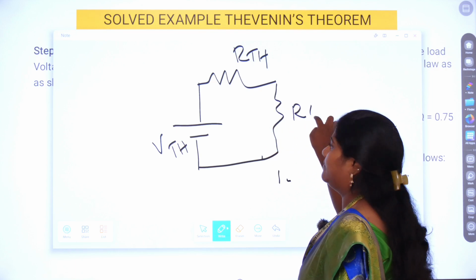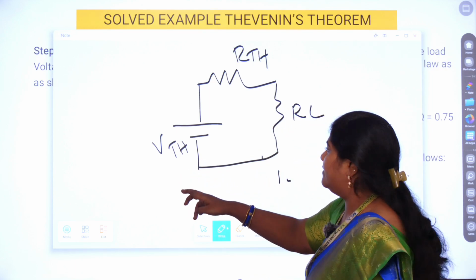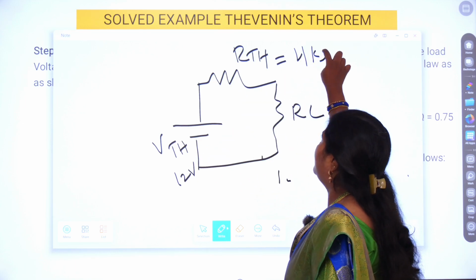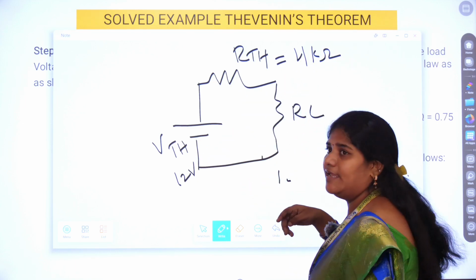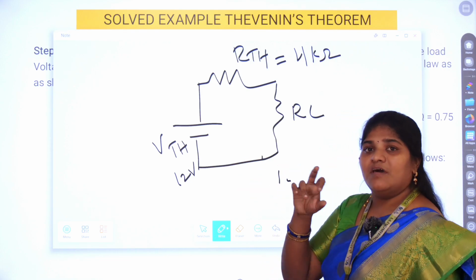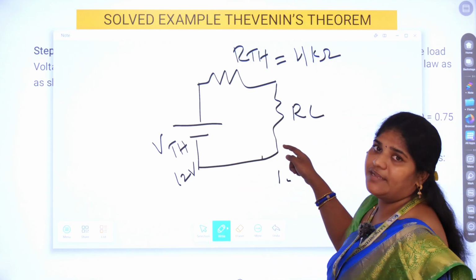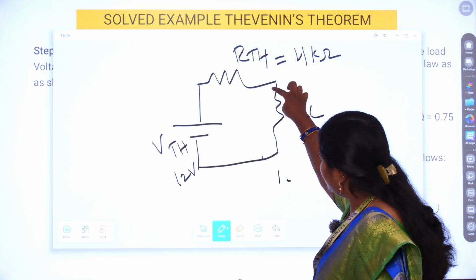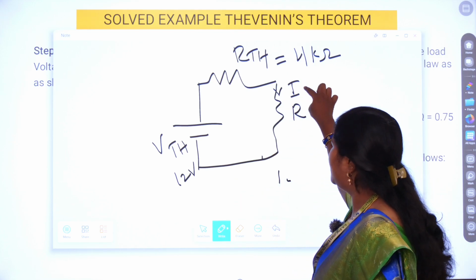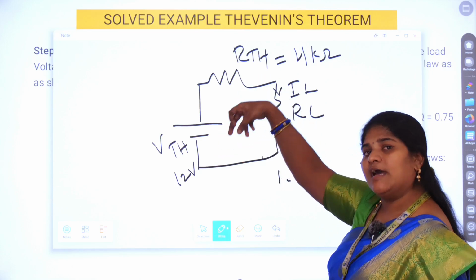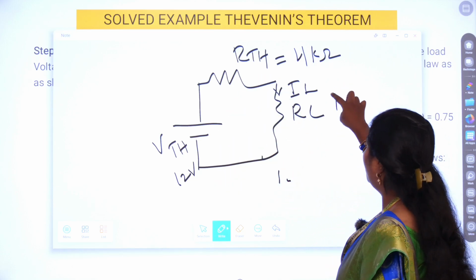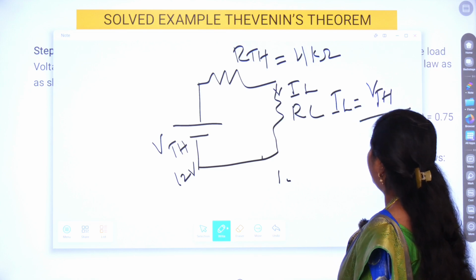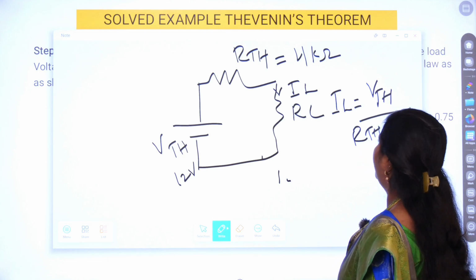resistance RL. So VTH we calculated as 12 volt, RTH is nothing but 11 kilo ohm, and RL is initially the resistor which we removed, so that can be included here. So this is called Thevenin's equivalent circuit. Now it is also possible to find out what is the load current flowing through this RL. The formula goes like this: IL is equal to VTH divided by RTH plus RL.